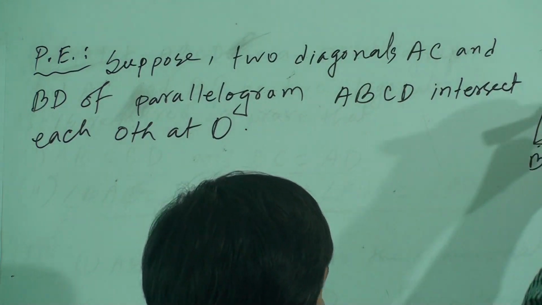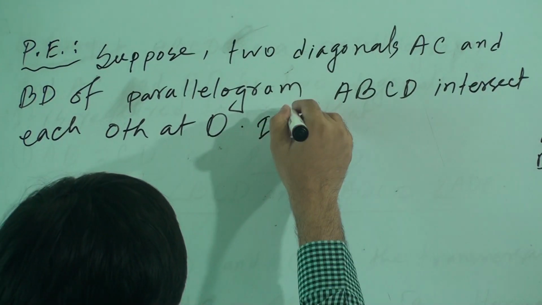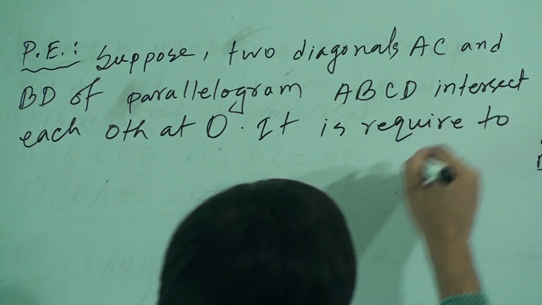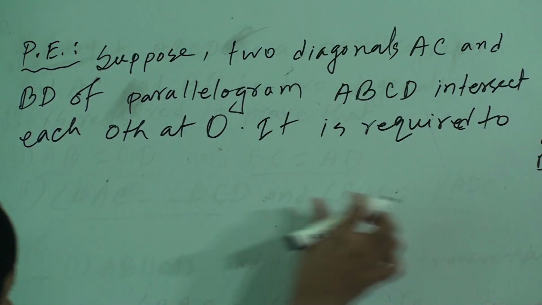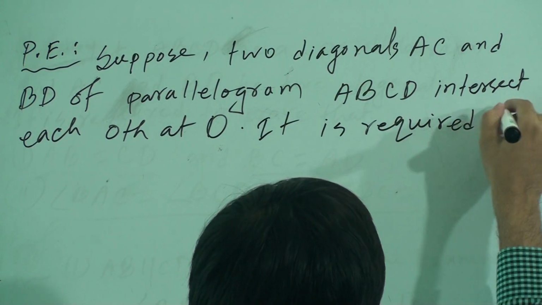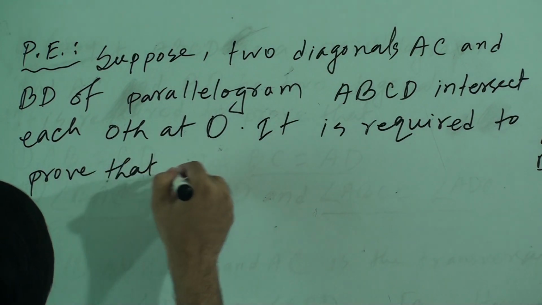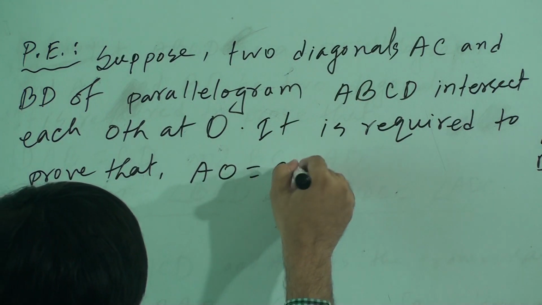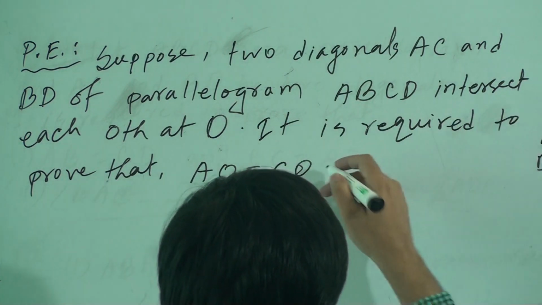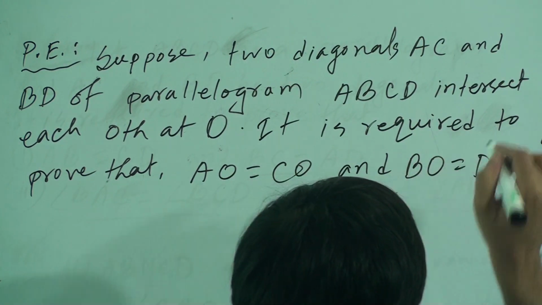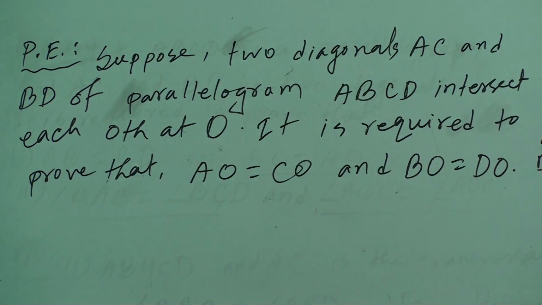As the diagonals intersect each other at O, we can write it is required to prove that AO is equal to CO and BO is equal to DO. We need to prove this. Okay, dear students, for the proof, extra construction is not needed here, so we can write the proof directly.